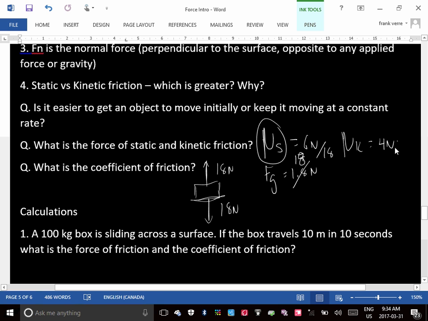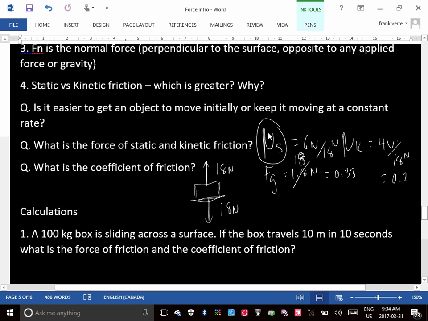And if I said to you, what's the coefficient of friction for mu k, it would be 4 over 18. So what is 6 over 18? It's like 0.33, and 4 over 18, what is that exactly? 0.2 something? 0.2? Yes. Right. Yeah.